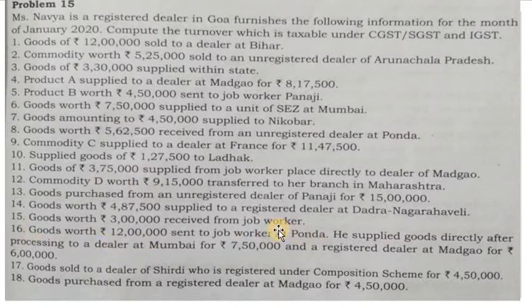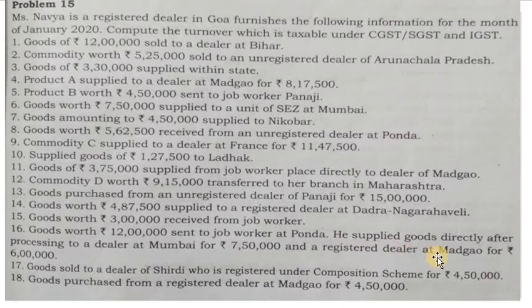So it is not a supply. We know that it is just processing. But what happens after that? He supplied goods directly after processing to a dealer at Mumbai. So that means he is making a supply to a dealer, and it becomes a complete supply, taxable. And where is it taxable? Mumbai. So it is between two states, Goa and Maharashtra, an interstate supply, so IGST has to be paid.